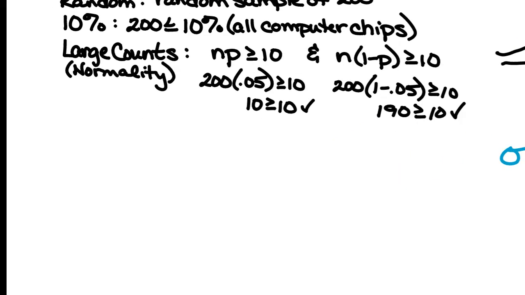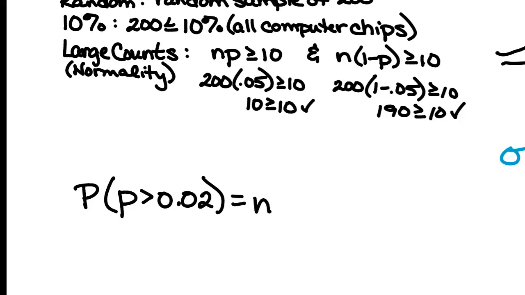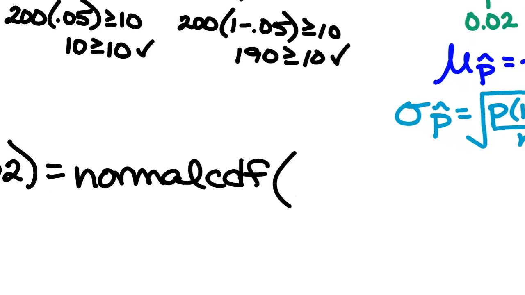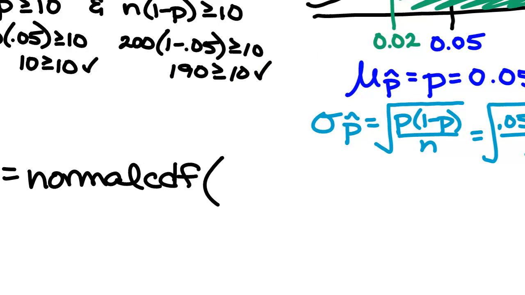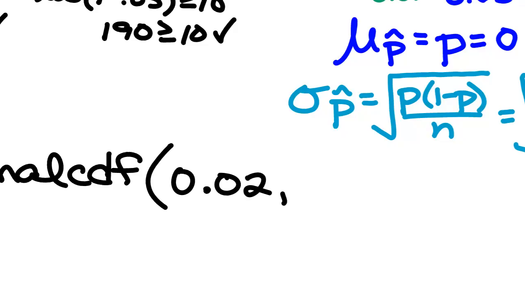All right, so then from here, the probability that p hat is greater than 0.02 is equal to normal CDF, lower boundary of 0.02, upper boundary of something big. What's the biggest this could actually be if we're talking about proportions? 1, because we've got an area of 1 underneath the curve and we're looking at proportions here. So I'm going to put just something big, but if you use a 1 here, that would be sufficient. That would be large enough in this example.